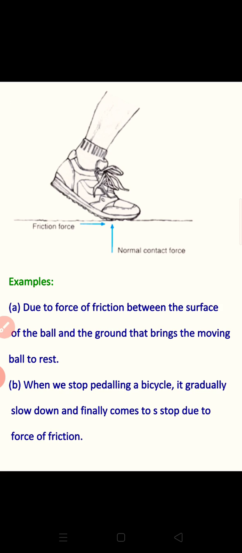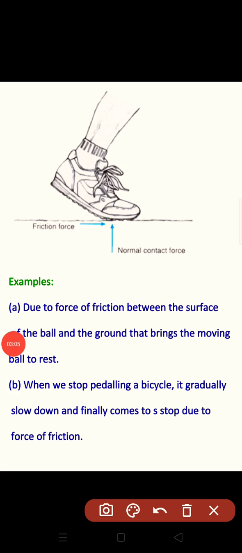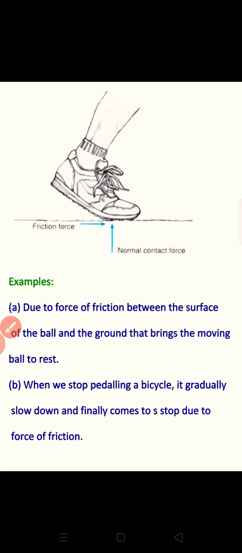Second example: when we stop pedaling a bicycle. You all used to ride a bicycle. Whenever you stop pedaling, it gradually slows down. You have noticed that the wheels keep moving, but at a certain time they stop. Finally they stop due to the force of friction, the tires stop at one time. So friction force works against the motion.